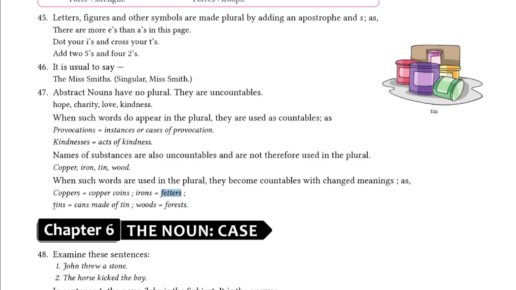Tin is a metal, but tins doesn't mean metal. It means cans made of tin. Wood means wood, but woods, a plural form, doesn't mean wood. It means forests.